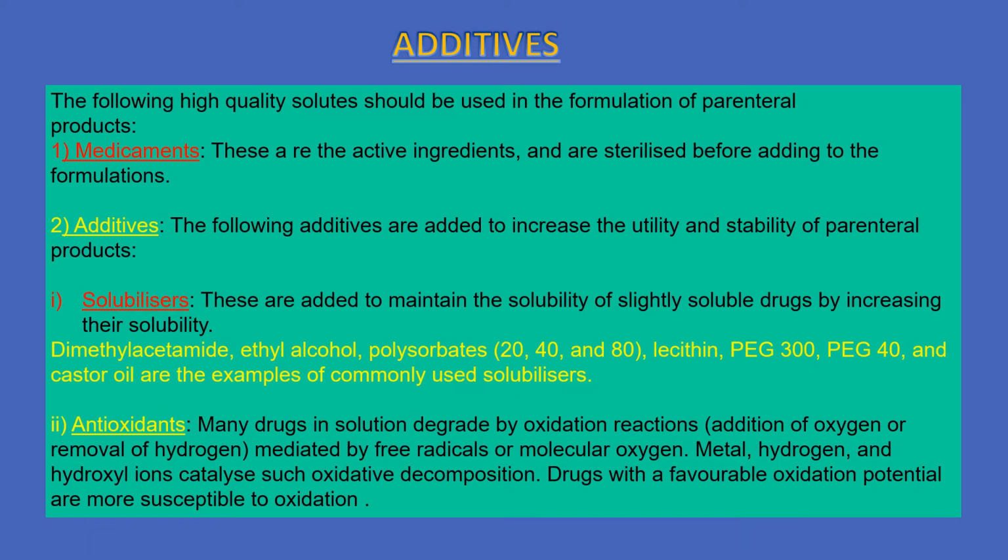Now the additives. The following high quality solutes should be used in formulation of parenteral products. First are the medicaments. These are the active ingredients and are sterilized before adding to the formulation. Second is additives. The following additives are added to increase the utility and stability of parenteral products. Now they are divided into two. First is solubilizers. These are added to maintain the solubility of slightly soluble drugs by increasing their solubility. For example, ethyl alcohol, polysorbate 20, 40, 80, PEG 300, PEG 400, etc.